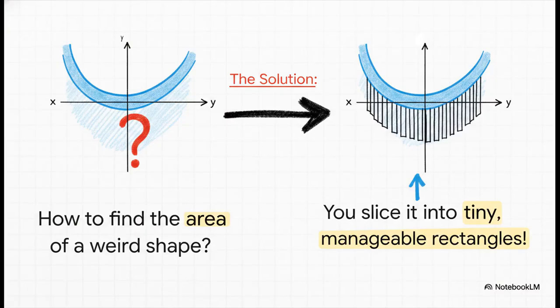Now, let's flip to the other side of calculus. What if you wanted to find the exact area of this weird, curvy shape? There's no simple formula for that. So what do you do? Well, the calculus way is to slice it up. You chop it into a whole bunch of tiny, easy-to-measure rectangles.